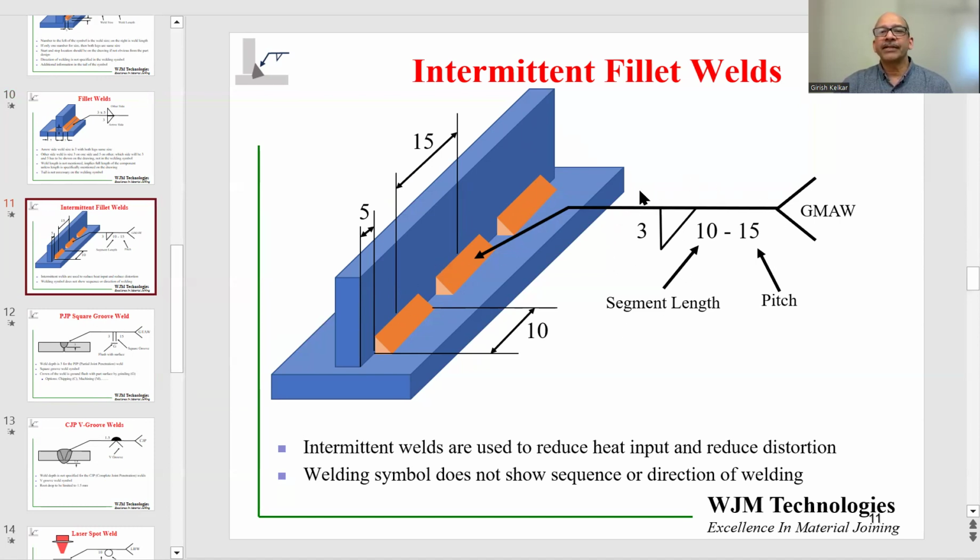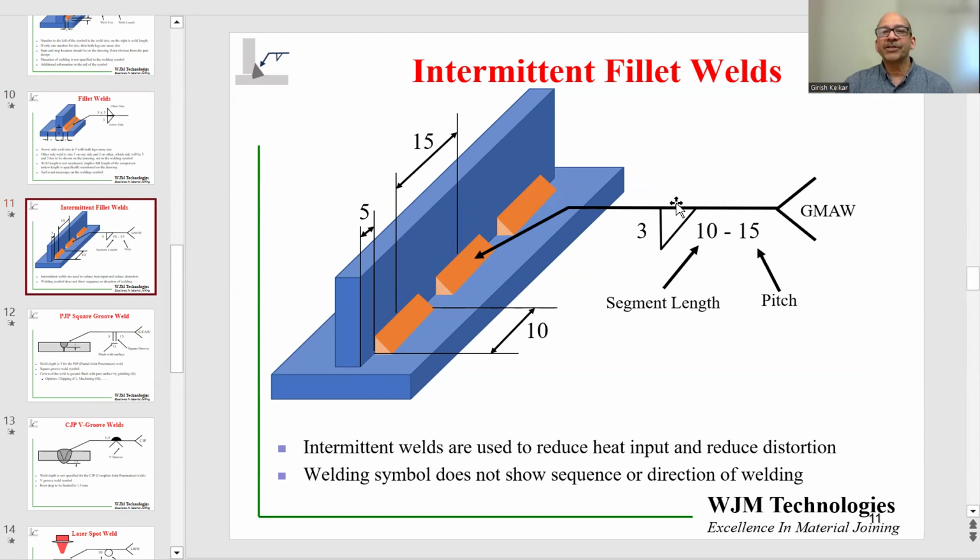Over here in the welding symbol, we have 3 on the left. That is the size of the weld. So each leg on both sides is 3. On the right, now we have 2 numbers, 10-15. So 10 is the length of the individual segment, and 15 is the pitch. Pitch is the distance between the center points of the 2 adjacent welds. So 10 is the length, 15 is the pitch.